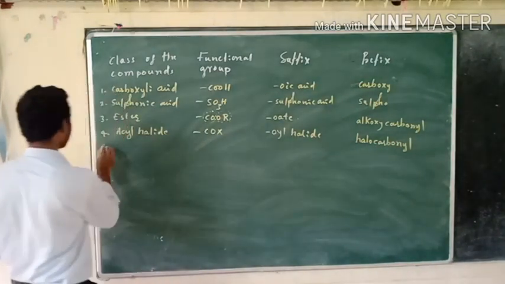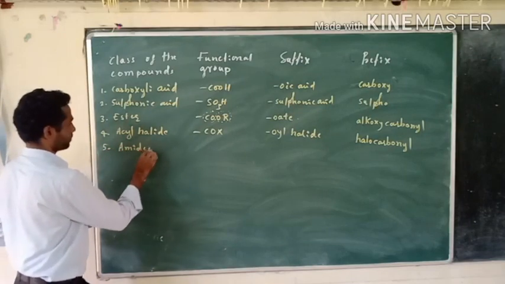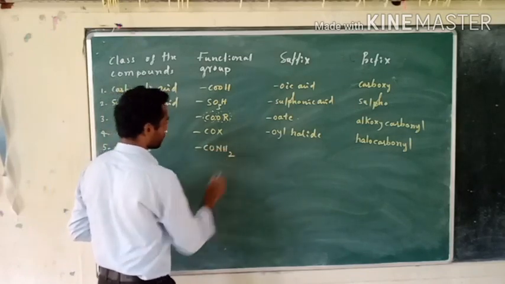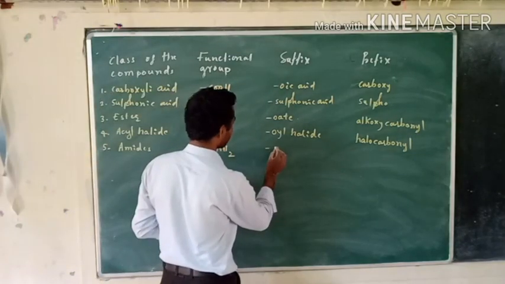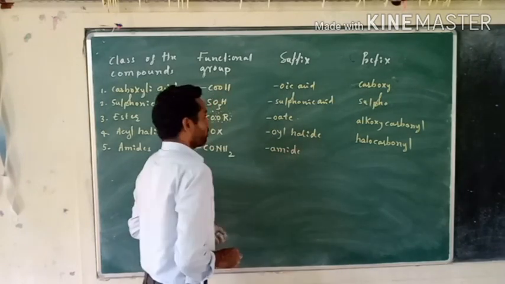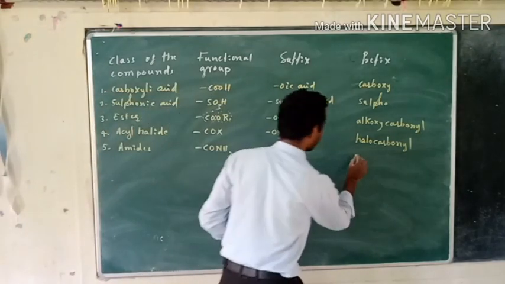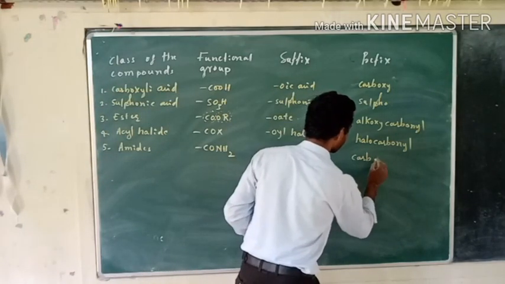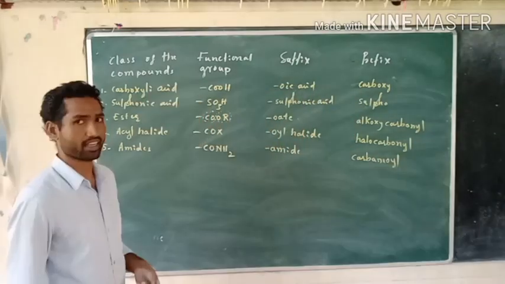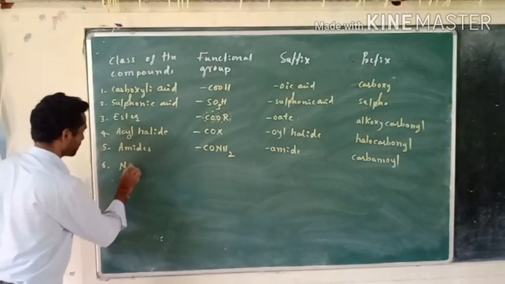So the next, fifth one, is amides. CONH2. These are known as amides. I have to use the suffix name amide, and as a prefix, I have to use carbamoyl. So the sixth one is nitriles.